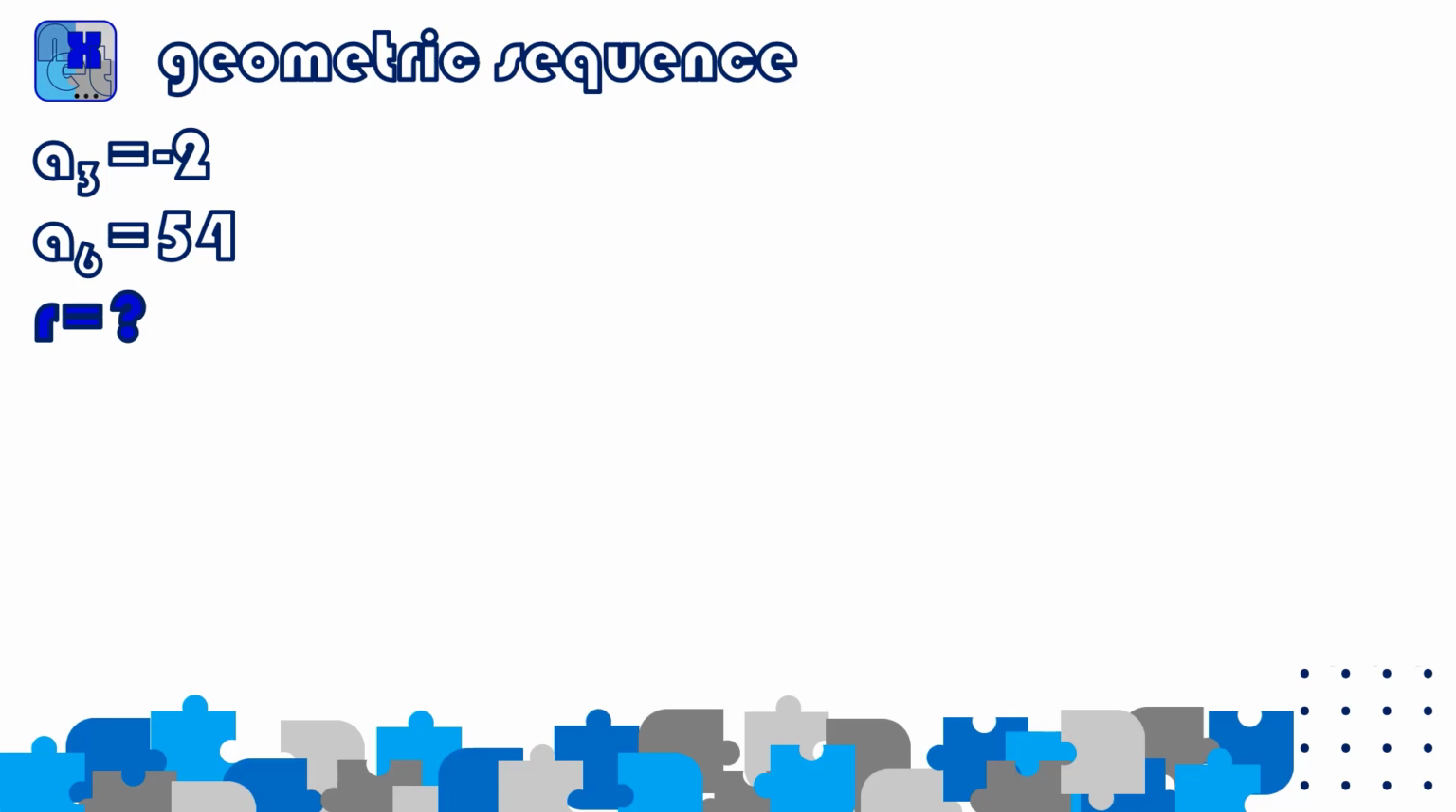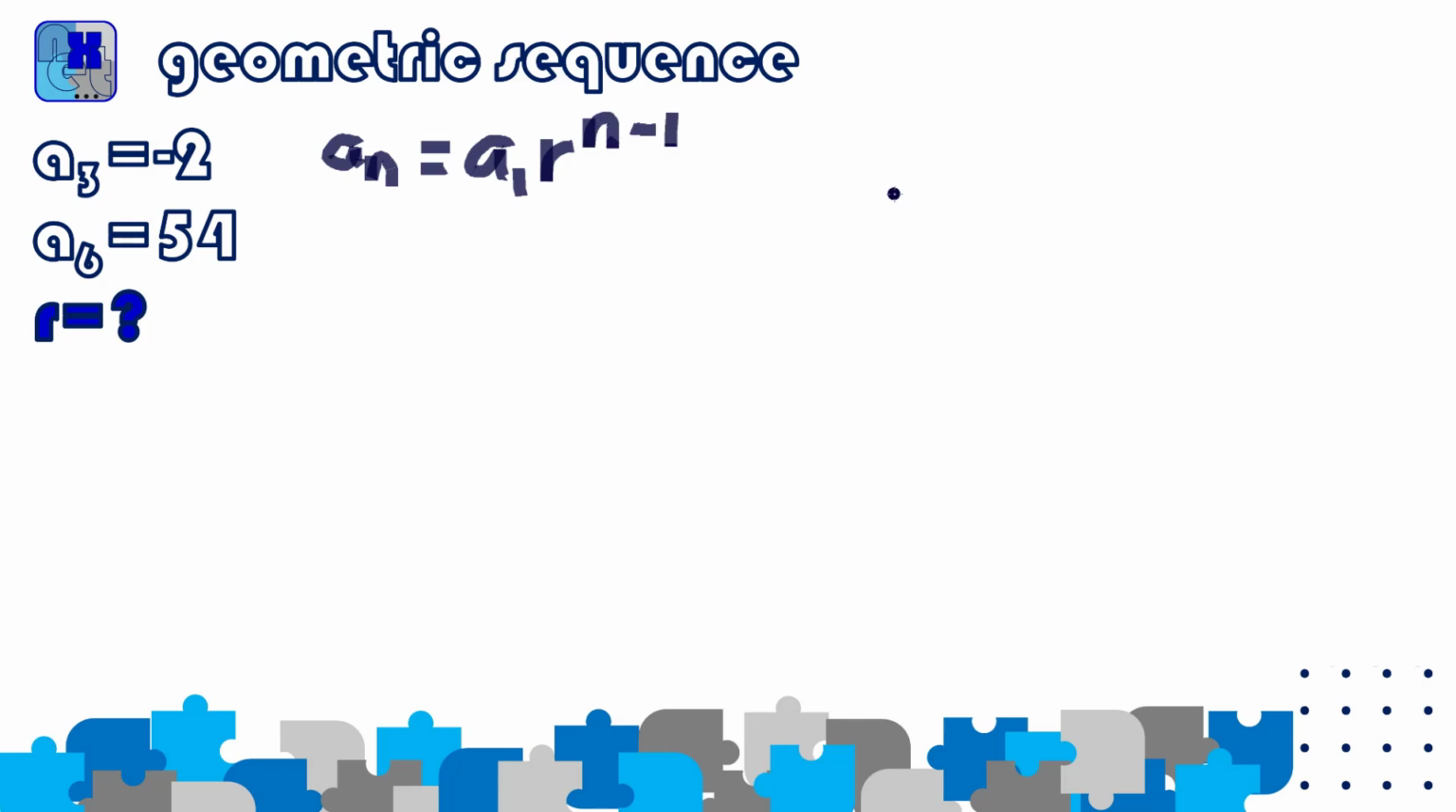Find the common ratio of a geometric sequence whose third element is -2 and whose sixth element is 54. Now, we are going to use the general formula that describes all the terms in a geometric sequence, which involves the variable r, or the common ratio. And the formula goes like this. You have a sub n is equal to a sub 1 times r to the power of n minus 1.